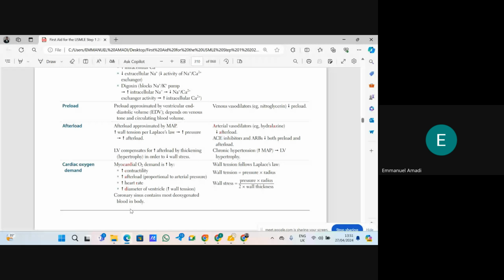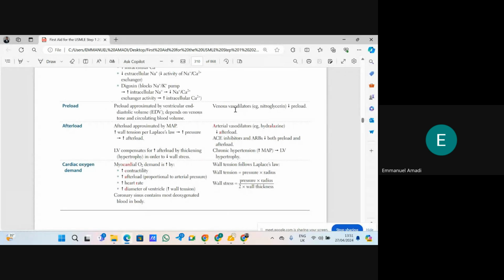Now, I need you to understand this. When you see nitroglycerin, it works more on the veins. Preload is a function of the veins, but afterload is a function of the artery, because the aorta is the artery that the heart needs to pump its blood into. So when you talk of the afterload now, the afterload is a property of the arteries.